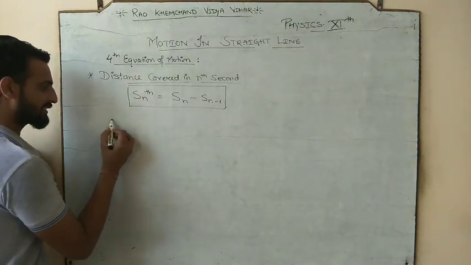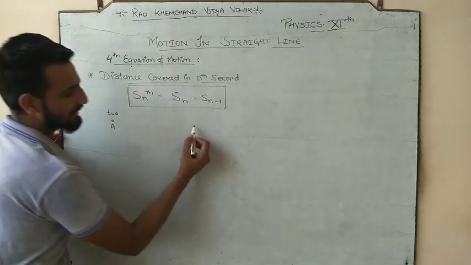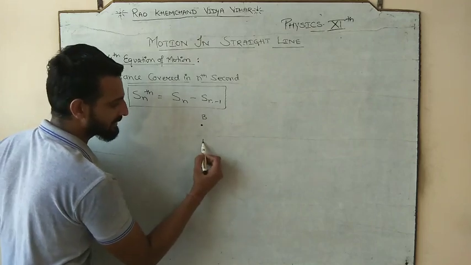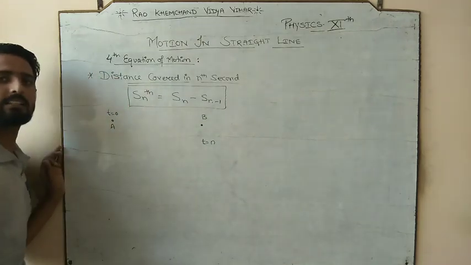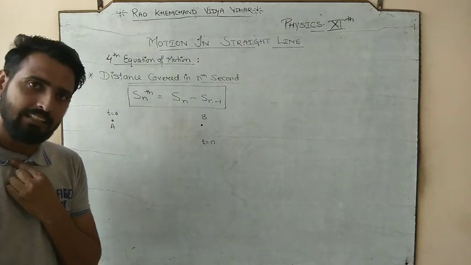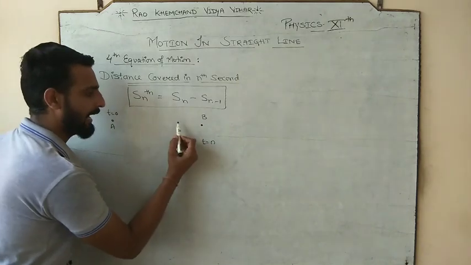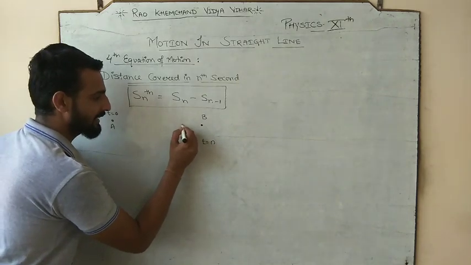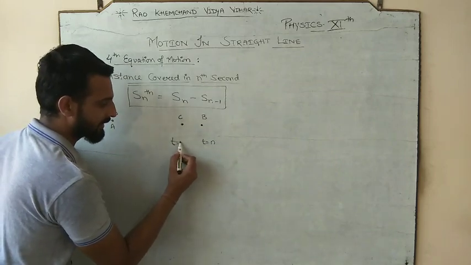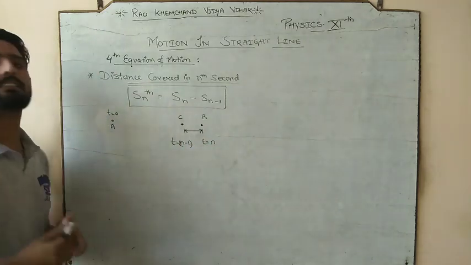Let's suppose your body started from point A. So this is your nth second. Let's suppose point B is the time t equal to n. So when the teacher asks what is the distance covered in nth second, we have to find out the distance of that time interval, and let's suppose this is your preceding time point t equal to n minus 1. We have to find out this distance.